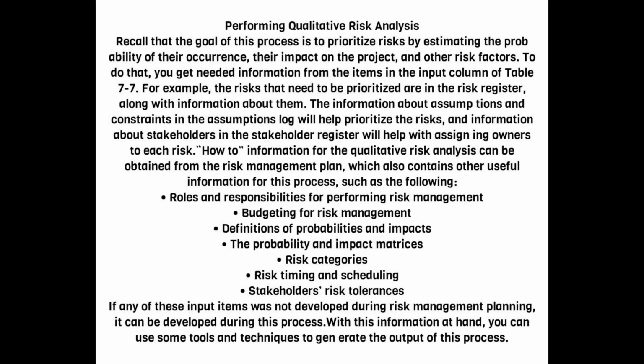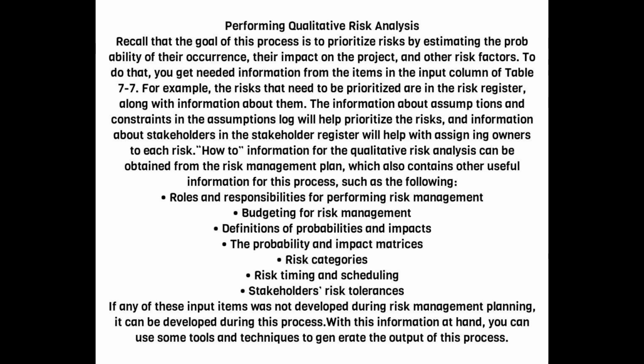Performing qualitative risk analysis. Recall that the goal of this process is to prioritize risks by estimating the probability of their occurrence, their impact on the project, and other risk factors. To do that, you get needed information from the items in the input column of Table 7.7. For example, the risks that need to be prioritized are in the risk register, along with information about them. The information about assumptions and constraints in the assumptions log will help prioritize the risks, and information about stakeholders in the stakeholder register will help with assigning owners to each risk.